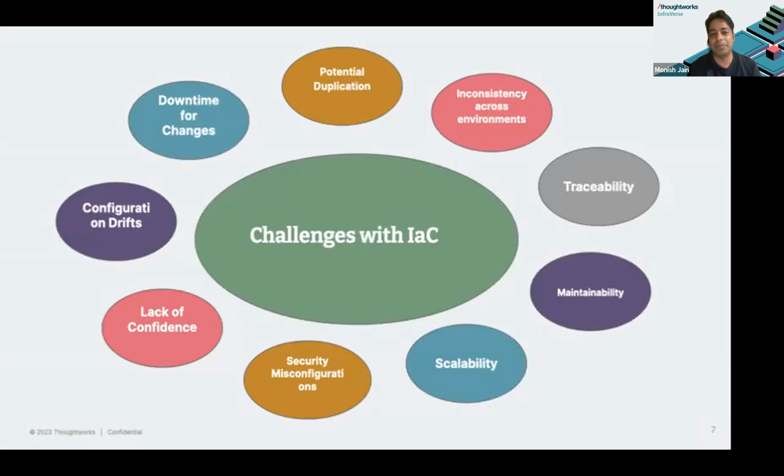Then we have traceability. How traceable is it when we are making changes? How am I going to trace? How can I roll back? How can I move from one version to another, and those challenges. Then we have maintainability. How maintainable is my code? What if I make changes on this code in the longer term? How can we maintain this?